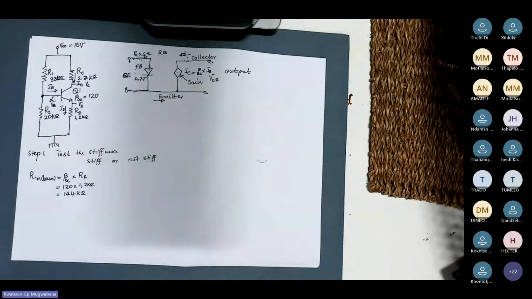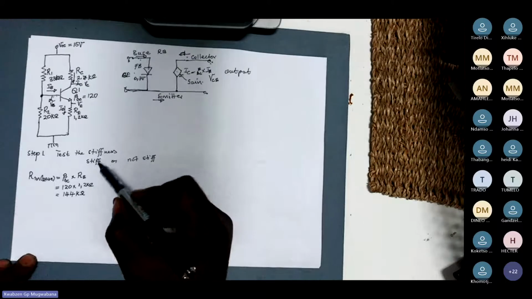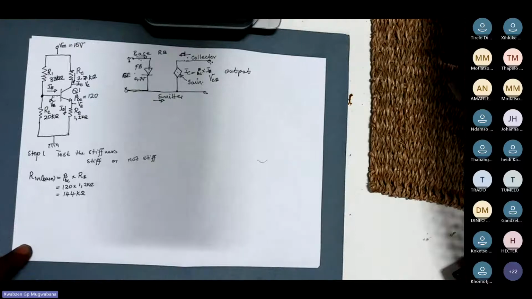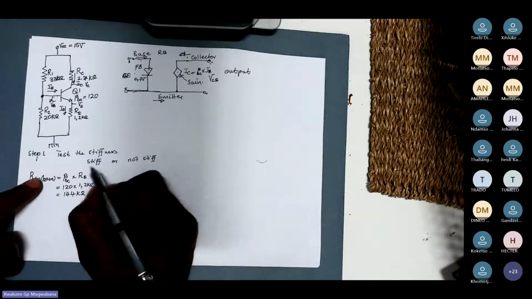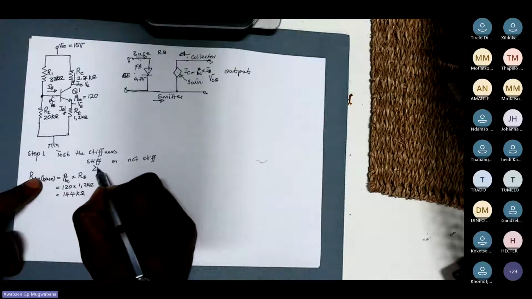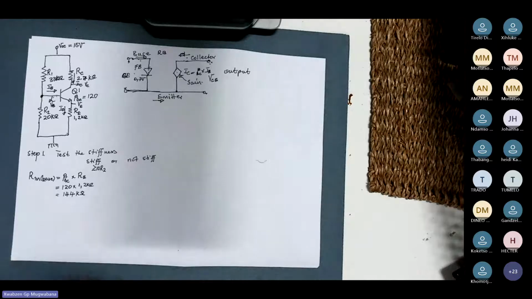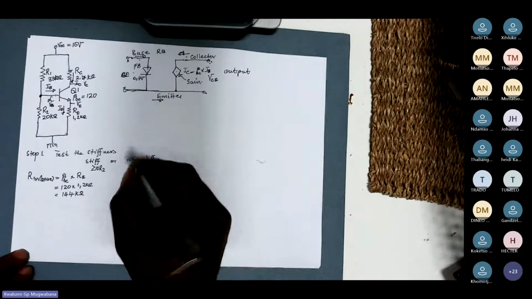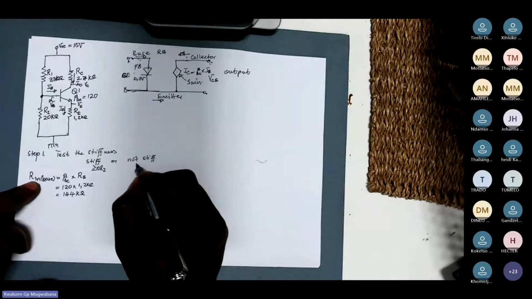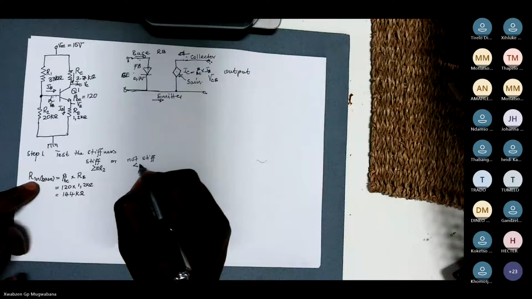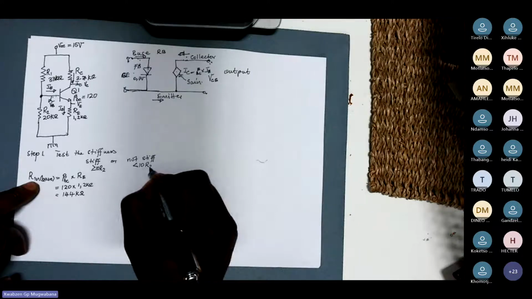Now, once you get this R in base, the next step is to test the stiffness. For the transistor to be stiff, R in base must be greater or equal to 10 times R2. If the transistor is not stiff, then your R in base must be less than 10 times R2.